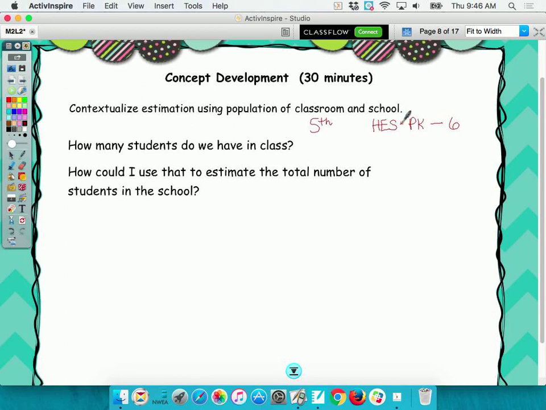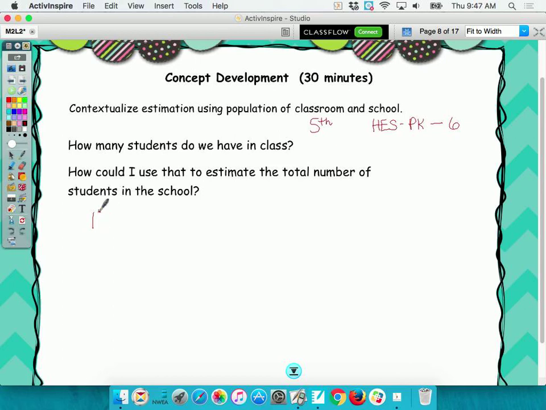So the first thing I have to do is look at this class. There's about 20. Do we have 17? Quit doing that with your pencils. Do we have 17 in here or 18? Like 1, 2, 3. I think it's 17. 16. So 18. 16.